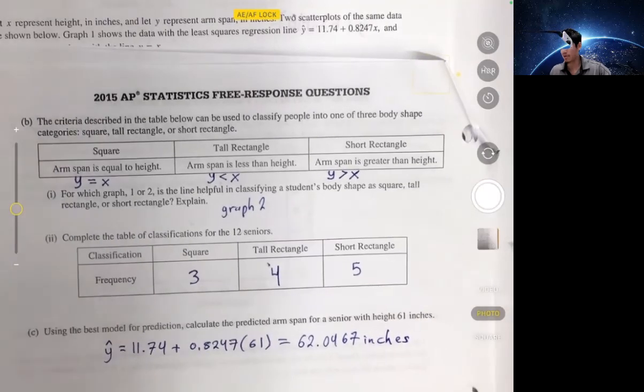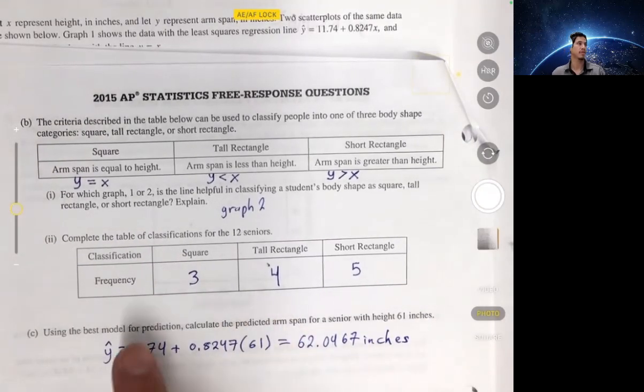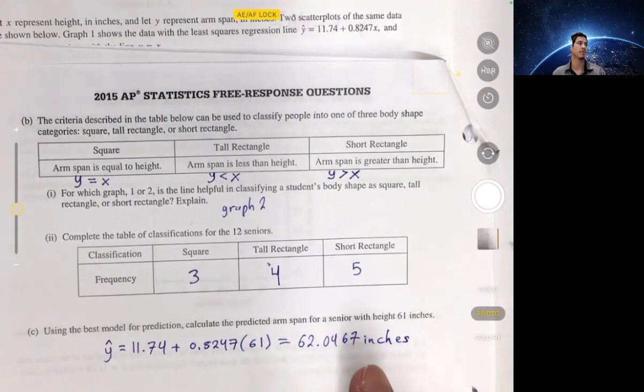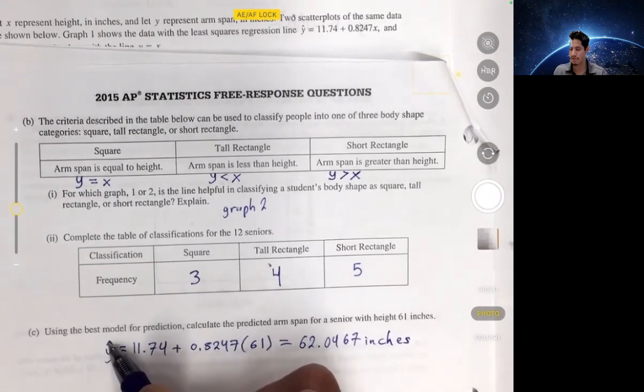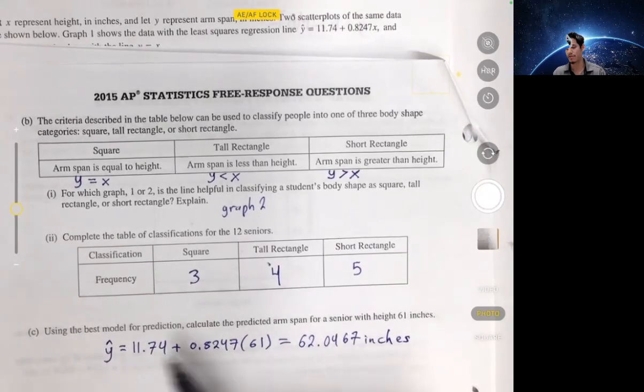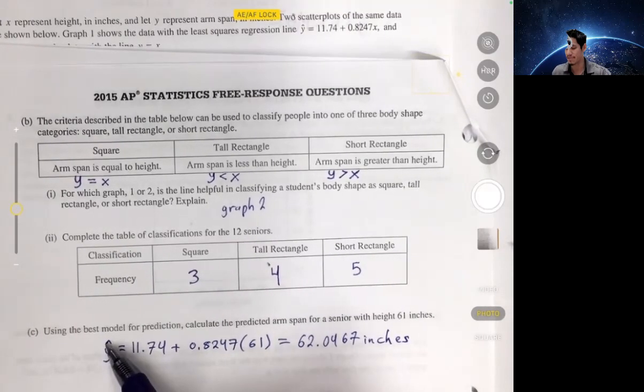Make sure you show your work for these problems to make sure you get full credit. Also, make sure you use correct notation, so use y hat. Don't just put y, because sometimes they'll dock you if you put y, because remember, this is predicted y.